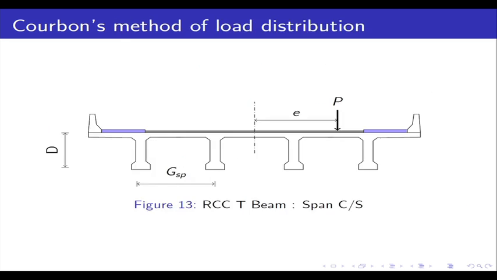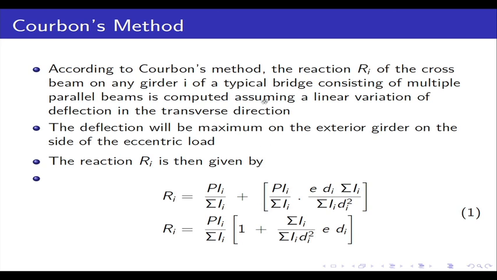The objective is that if the load is P, at a distance E from the center line, how will that load P be distributed among all the girders? According to Courbon's method, the reaction Ri of the cross beam of any girder i of a typical bridge consisting of multiple parallel beams is computed assuming a linear variation of deflection in the transverse direction. This is our assumption. The deflection will be maximum on the exterior girder on the side of the eccentric load, and reaction Ri equals P Ii by sigma Ii, plus P Ii by sigma Ii into E di by sigma Ii di squared, or 1 plus sigma Ii by sigma Ii di squared E di.